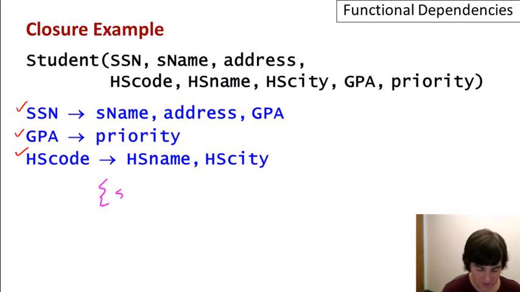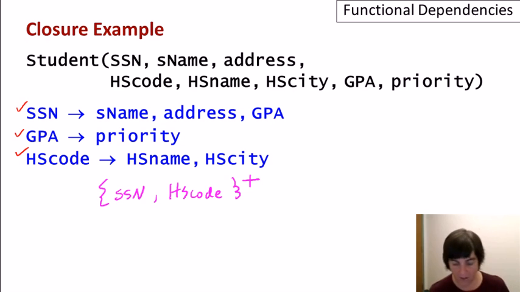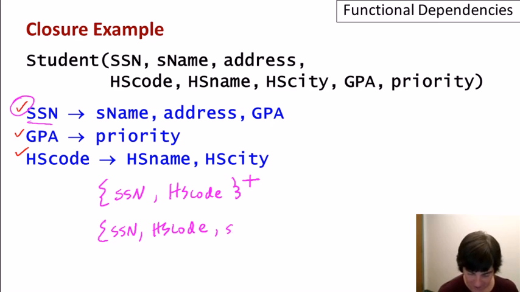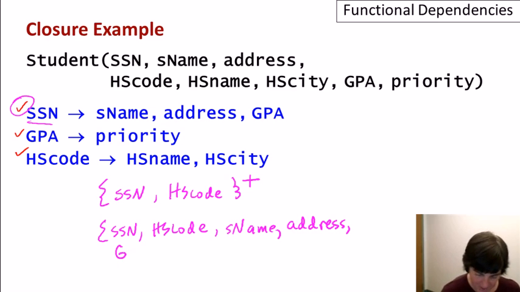Let's suppose that we're interested in computing the closure of the two attributes, social security number and high school code. So in other words, we want to find all attributes in the student relation that are functionally determined by these two attributes. So the algorithm says start with the two attributes themselves, and then add attributes that are functionally determined by ones in the set. If we start with our first functional dependency, because we have social security number, that allows us to add the student name, the address, the GPA, and that's it for that one.